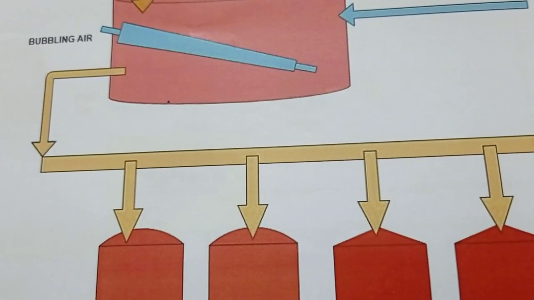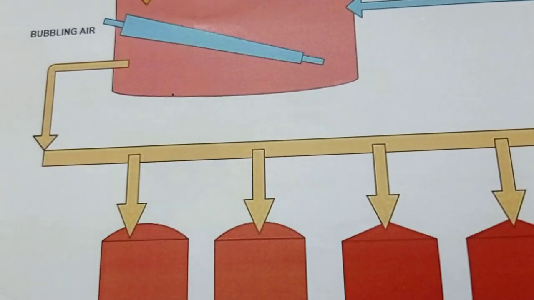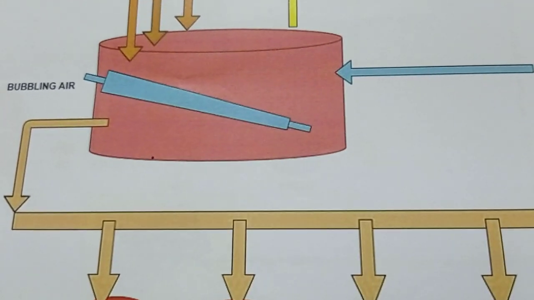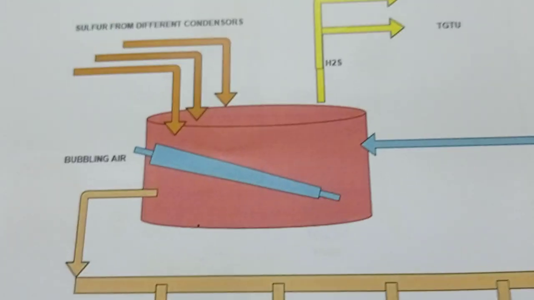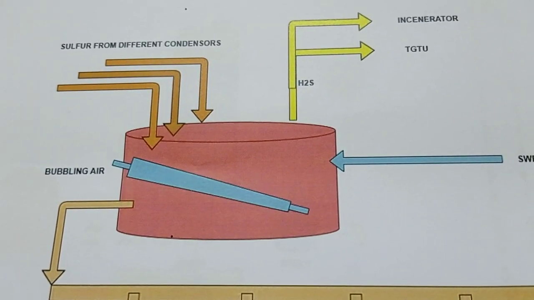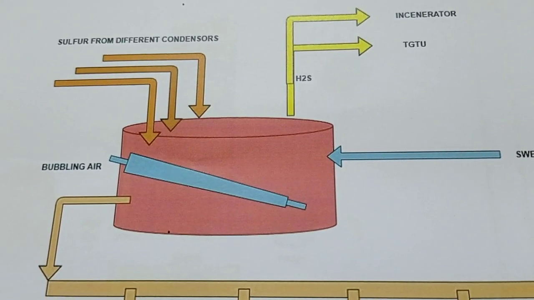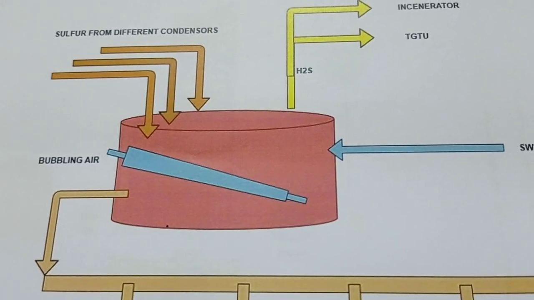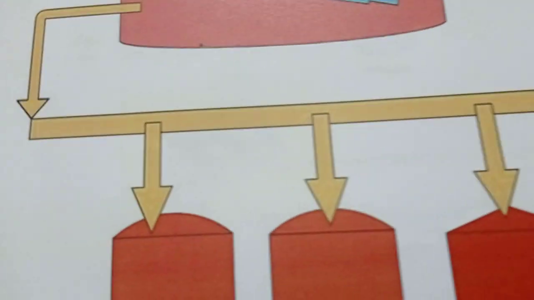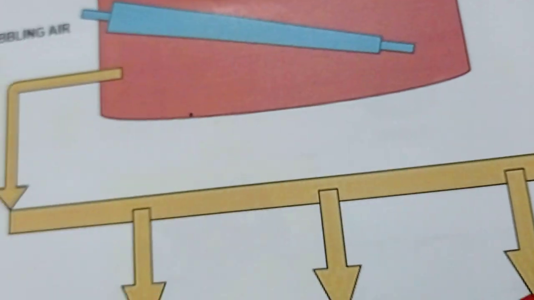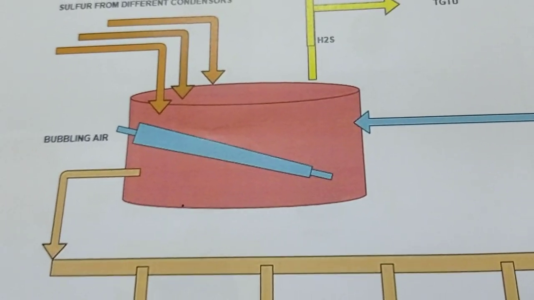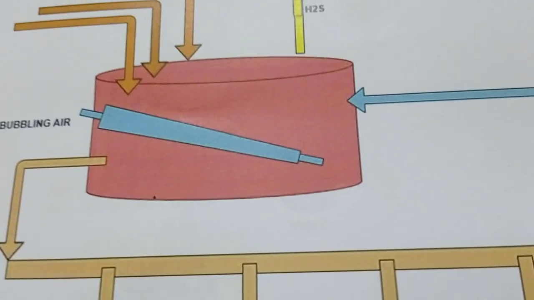After that we will go for underground pits. I've explained the vent pipe and heat tracing, which are also completed. Now the important aspect: why sulfur storage is important. If you don't store it properly, you may contaminate your sulfur, it may damage the equipment, and corrosion or fire may take place. If fire takes place, you may lose your sulfur, and SO2 will be generated. For this reason it's important to store sulfur properly. So this is how we have to maintain it.